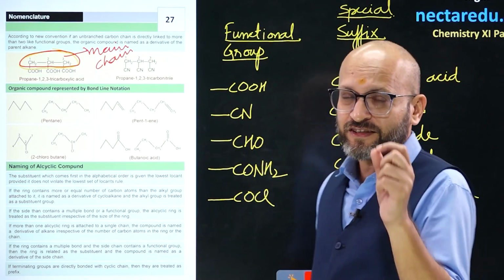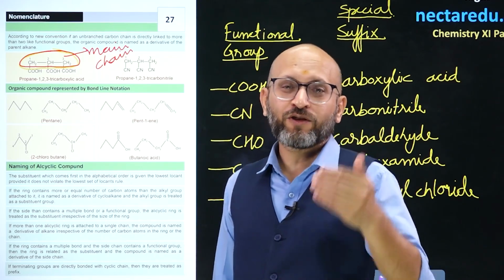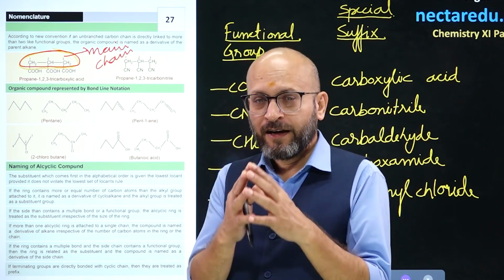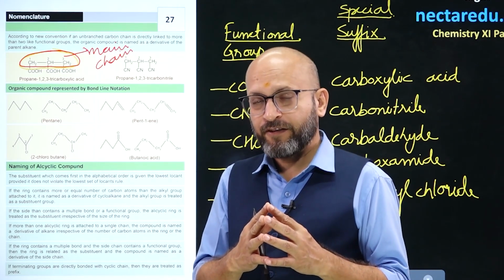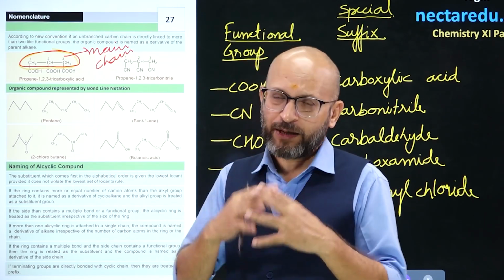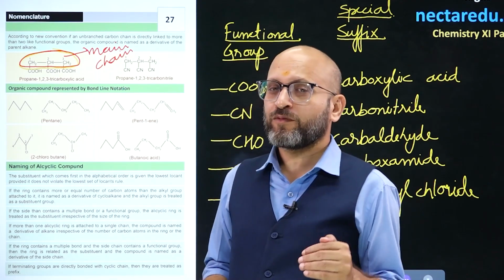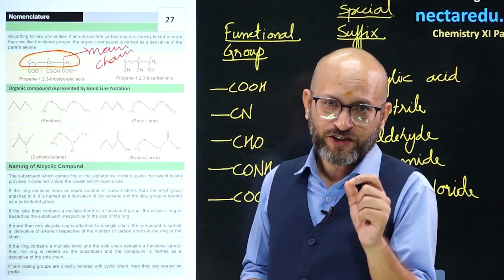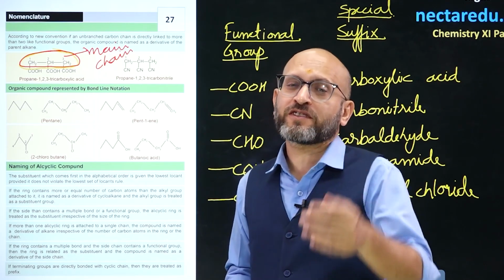Similar things happen with CHO coming more than twice, CN coming more than twice, COOH coming more than twice, COCl coming more than twice. So we will leave out these functional groups away from the main chain. We will not include them in the main chain. Now, when we leave these functional groups, then we have to use something special. We will not be using prefixes for them. We will be using a special suffix for them.